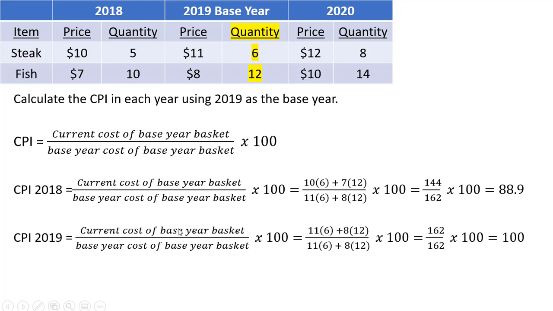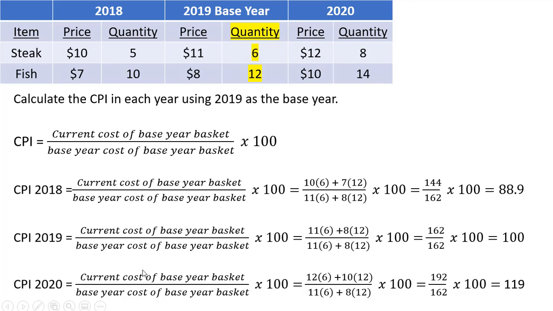The CPI in 2019, the base year, same formula. The current cost of the base year basket. So since we're in 2019, we're going to use the current cost represented by the current prices. So it's going to be 11 times 6 plus 8 times 12 in the numerator. And the base year cost of the base year basket is going to be the exact same calculations. Base year is 2019, so 11 times 6 plus 8 times 12. And we get 162 divided by 162 is 1. Multiplying that by 100, we're just left with 100. Keep in mind that in the base year, the CPI will always equal 100.